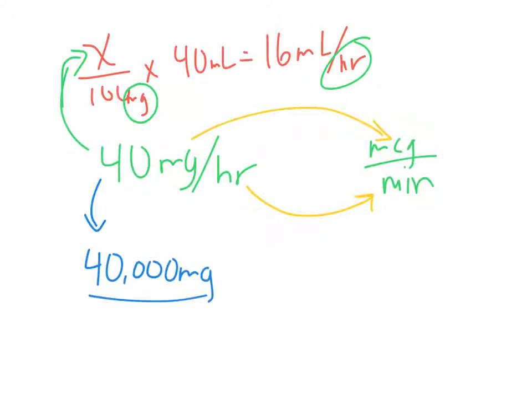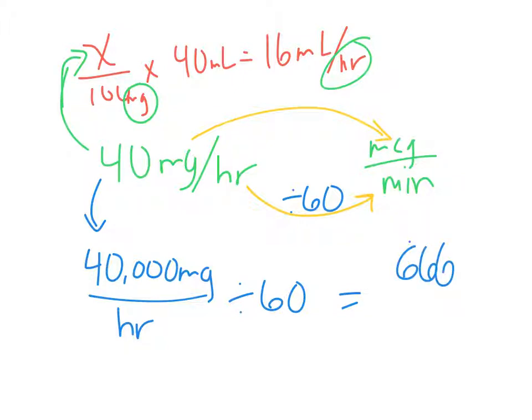So if they're getting 40,000 micrograms every hour, well, when I take that and divide by 60, that's what I'm going to do here, I'm going to divide it by 60 to figure out what that would be per minute. So 40,000 divided by 60 says that this is 666, I'll just round that to 667 micrograms per minute. That is not right. That can't be right.